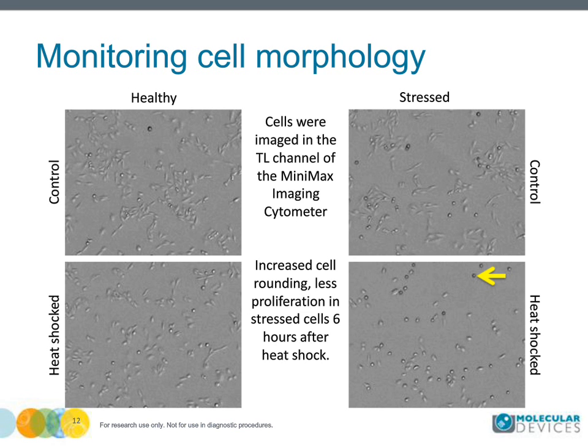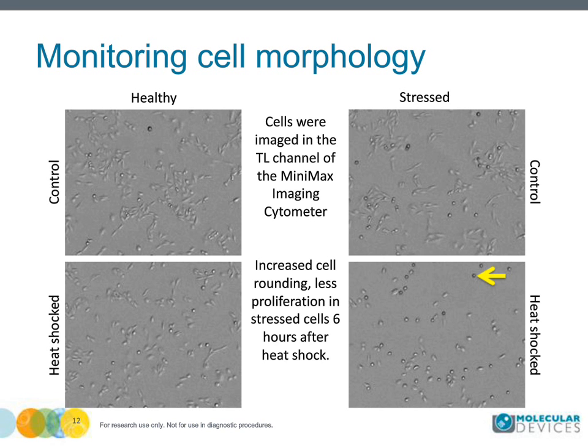In the stressed cell population, we can see that the controls appear fairly normal, and then the heat-shocked population is already displaying some visible signs of rounding. There are more rounded cells with a sort of apoptotic morphology. And we can also see that there appears to have been less proliferation. You don't see as many clusters of cells in that bottom right image. And here the yellow arrow is pointing to a cell that has a rounded morphology that suggests apoptosis.